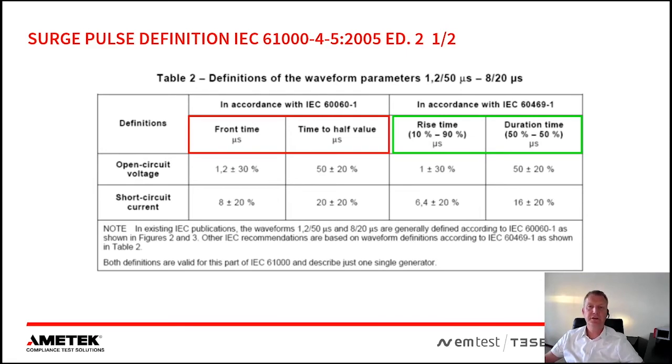In difference to this, the IEC 64691 calls the parameters rise time and duration time. The rise time was specified with 1 microsecond and duration time was 50 microsecond for the open circuit voltage, and 6.4 microsecond for the rise time and 16 microsecond for the duration time for the short circuit current. Important to understand is that both definitions are valid and describe just one single generator.